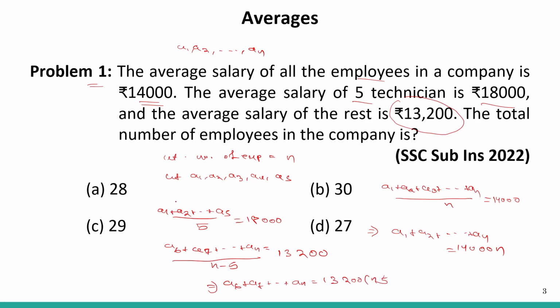From the first expression, A1 plus A2 plus up to A5 is equal to 18,000 into 5, which is 90,000. Calling this equation 1, and this equation 2, adding equations 1 and 2 and equating with equation 3, we are left with 90,000 plus 13,200 into n minus 5 is equal to 14,000 n.